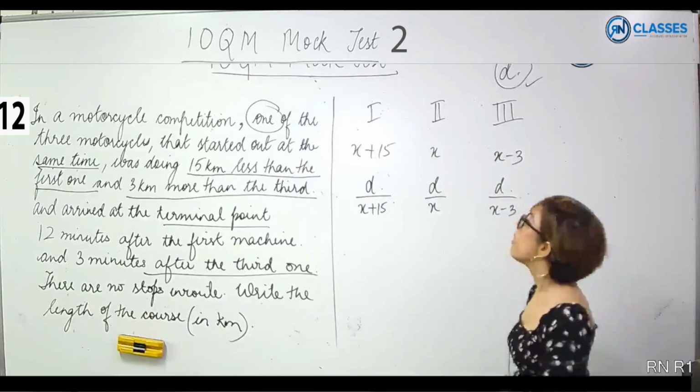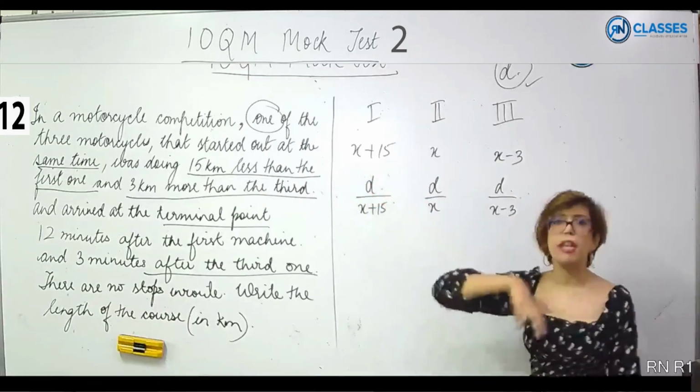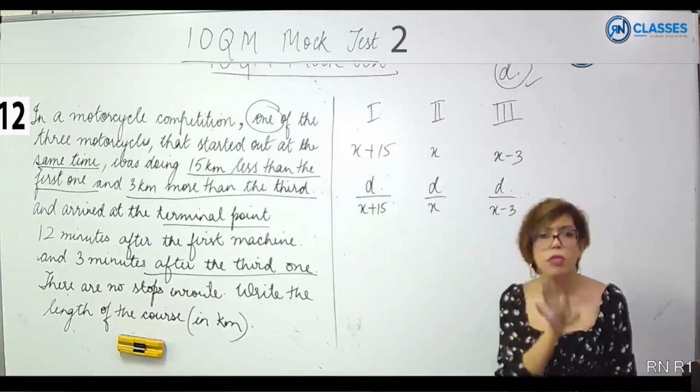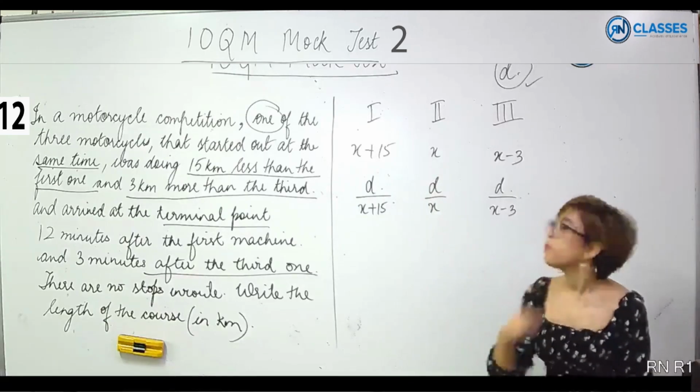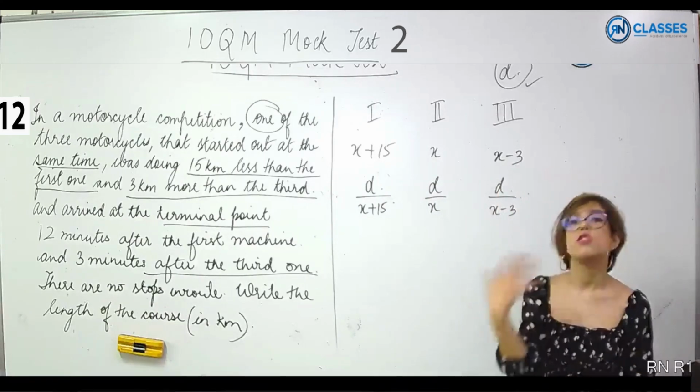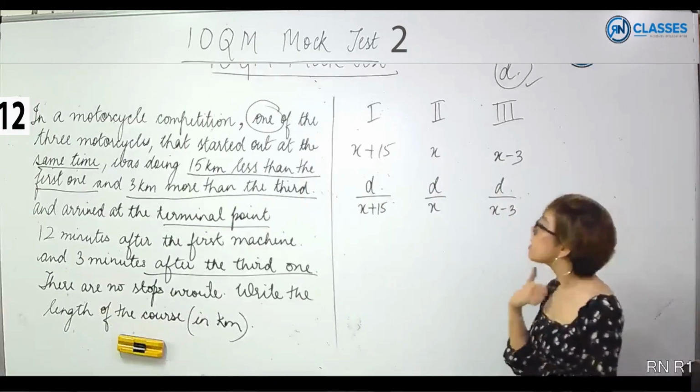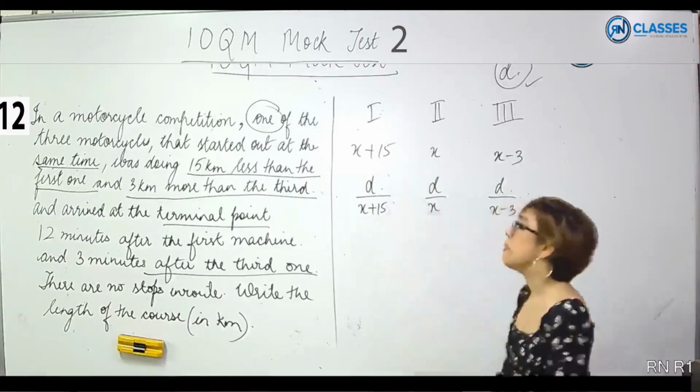Right? Because I am talking about x plus 15 in 1 hour, I am talking about the speed. Here I am talking about x kilometers in 1 hour, so I am talking about speed. Here x minus 3 in 1 hour. So, I am talking about the speed. Right? So, distance by speed will obviously give me time.